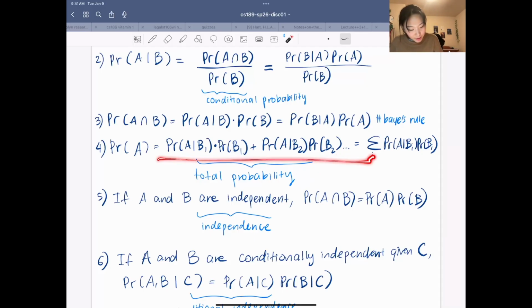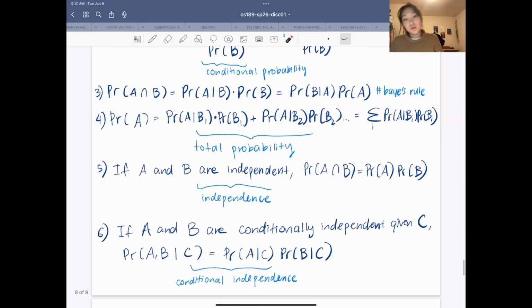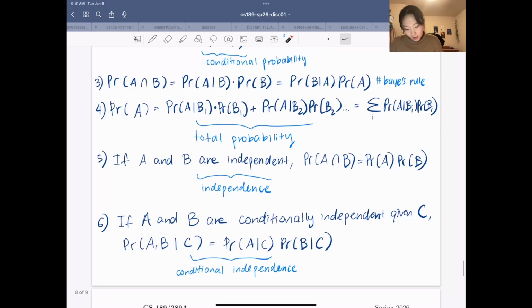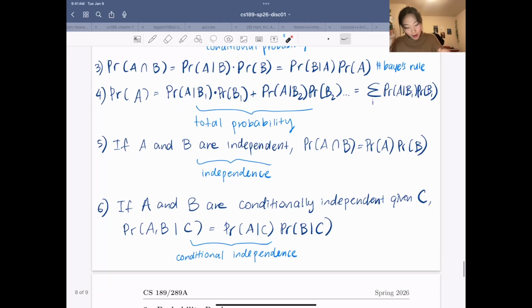We can condense this summation into this notation right over here. The last two rules are related to independence. If events A and B are independent, then the probability of A and B happening is just the probability of A times the probability of B. Rule 6: if A and B are conditionally independent given some event C, then the probability of A and B, where the comma is equivalent to 'and', given C is equivalent to the probability of A given C times the probability of B given C.